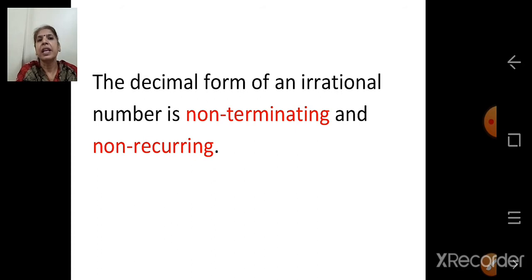So what are irrational numbers? The decimal form of an irrational number is non-terminating, non-recurring. So the decimal form will not end. It is non-terminating and non-recurring. The same digits will not recur.